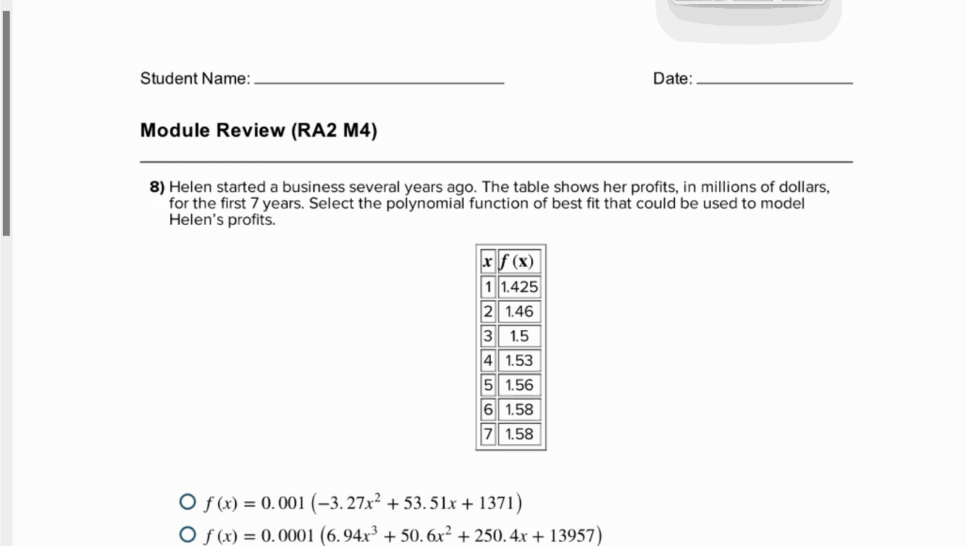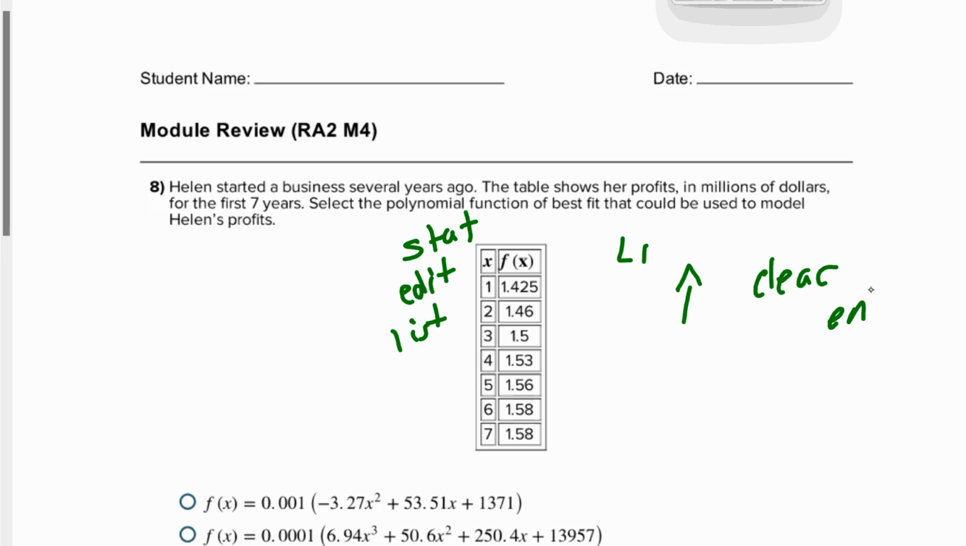So we have Helen started a business, and we want to look at her profits. We want to select a polynomial that makes the best model for us. So what we want to do here is we want to go into our calculator. We want to go hit stat and then go to edit. And we want to edit our list. We put on our L1. So you might have to go up to L1, go all the way to top and hit clear. And then hit enter to clear that list from L1 to put in all these.